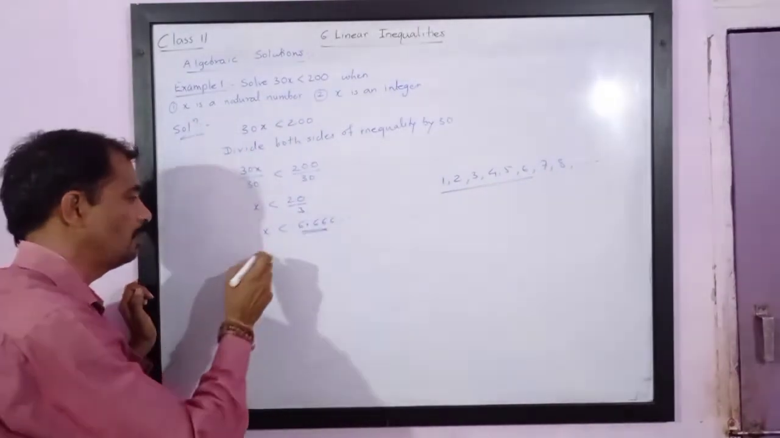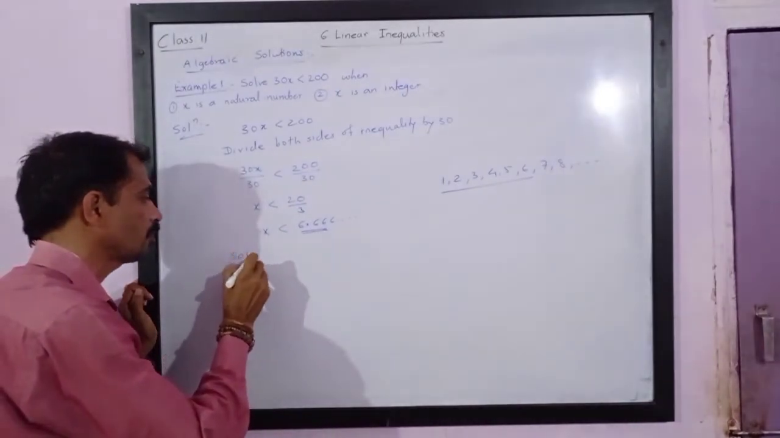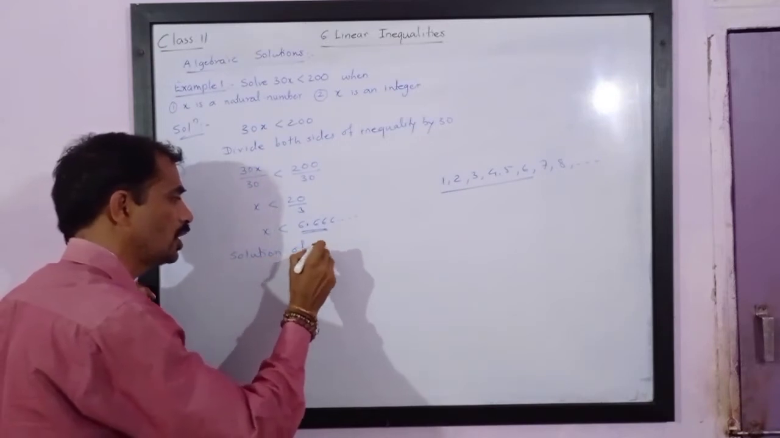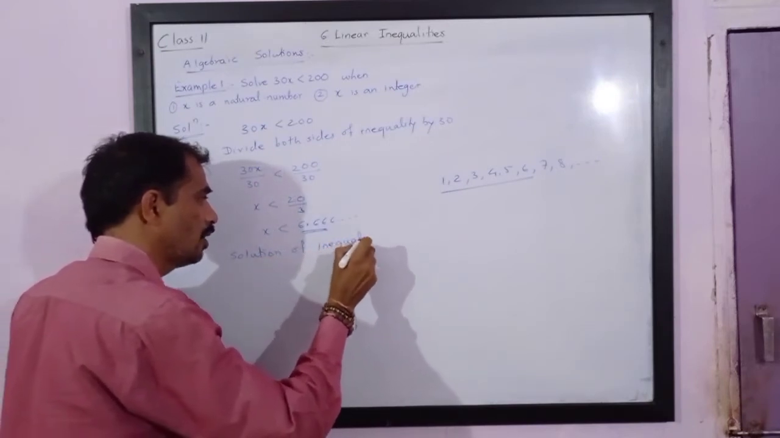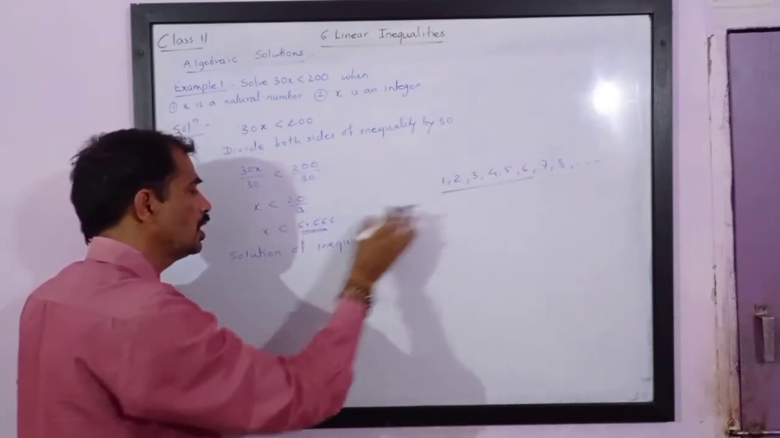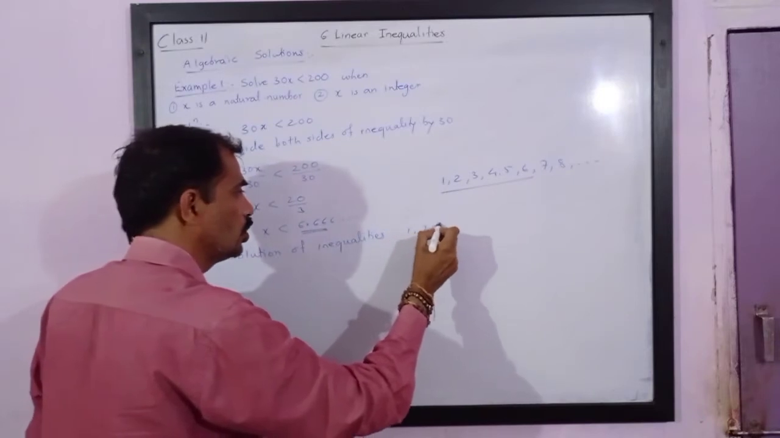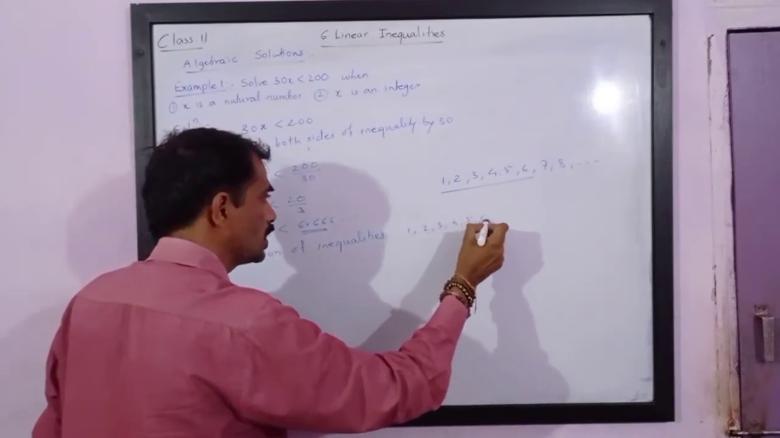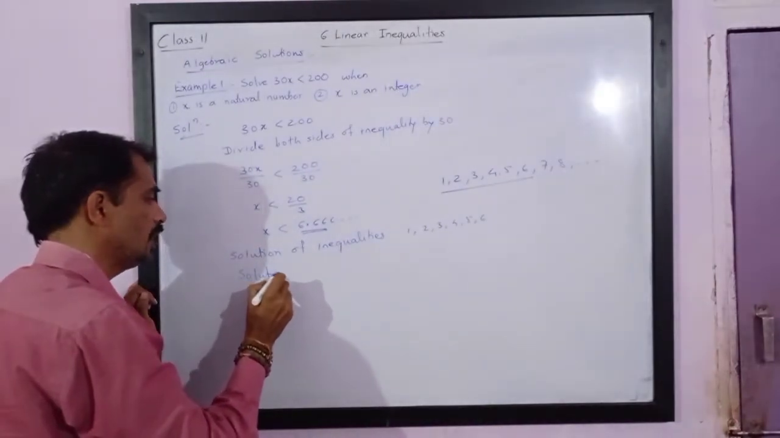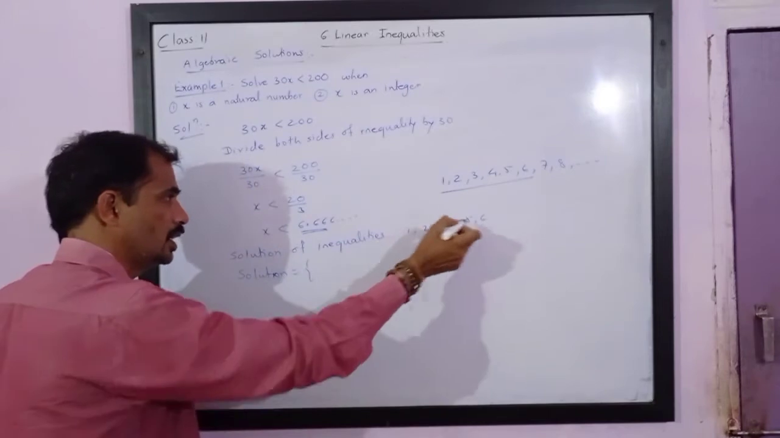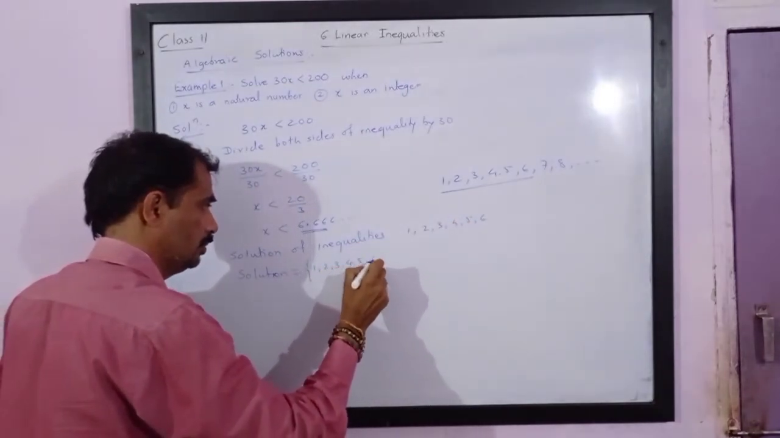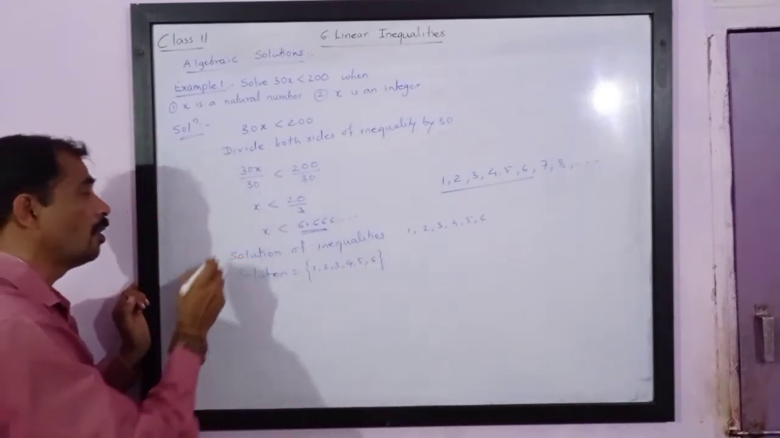So the solutions of the inequality, you can see we have multiple solutions. Here solutions are 1, 2, 3, 4, 5 and 6, and the solution set is the set of all the integers from 1 to 6. This is about the first.